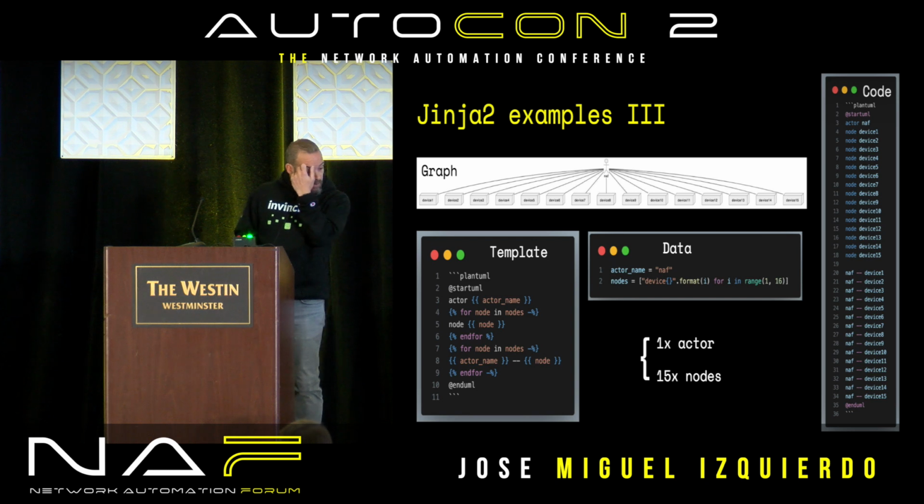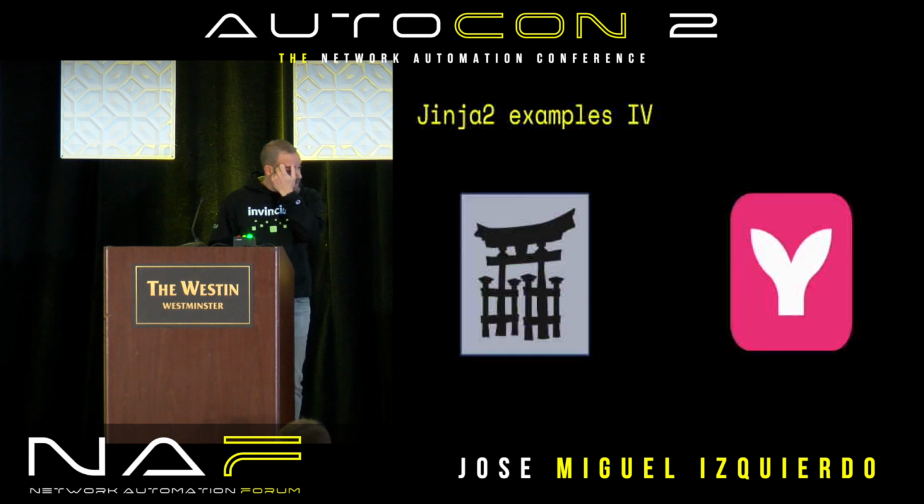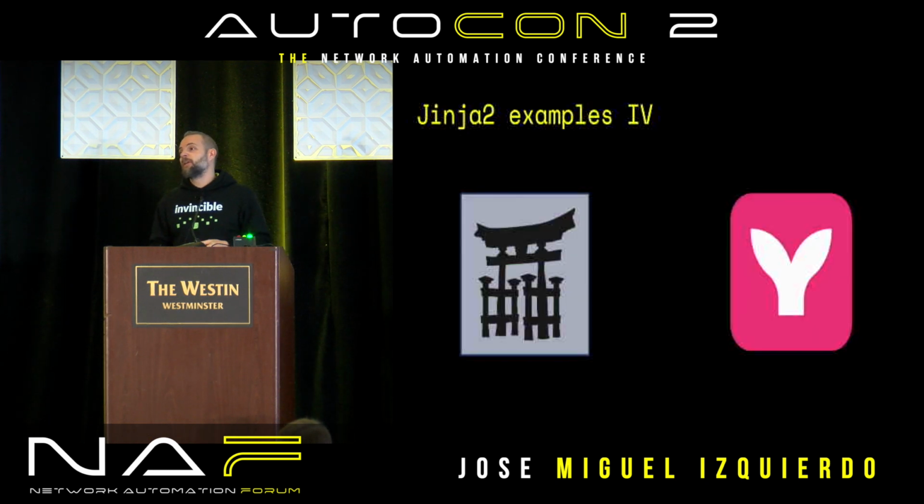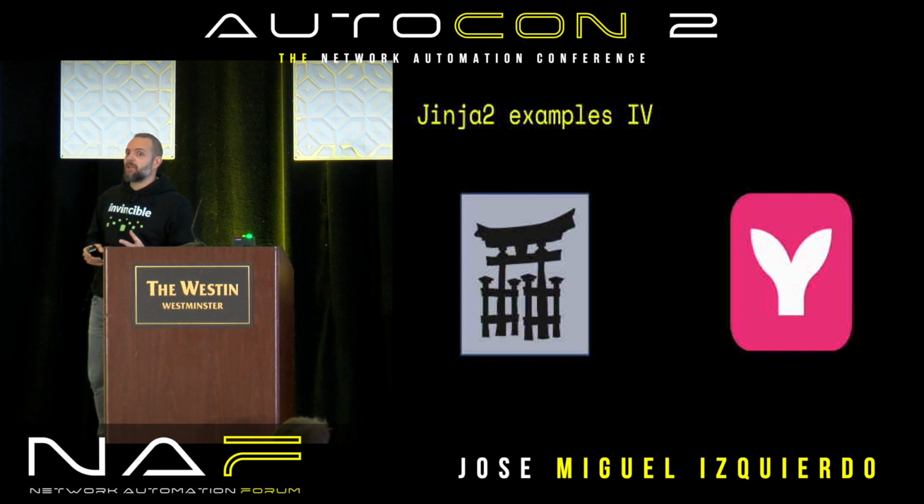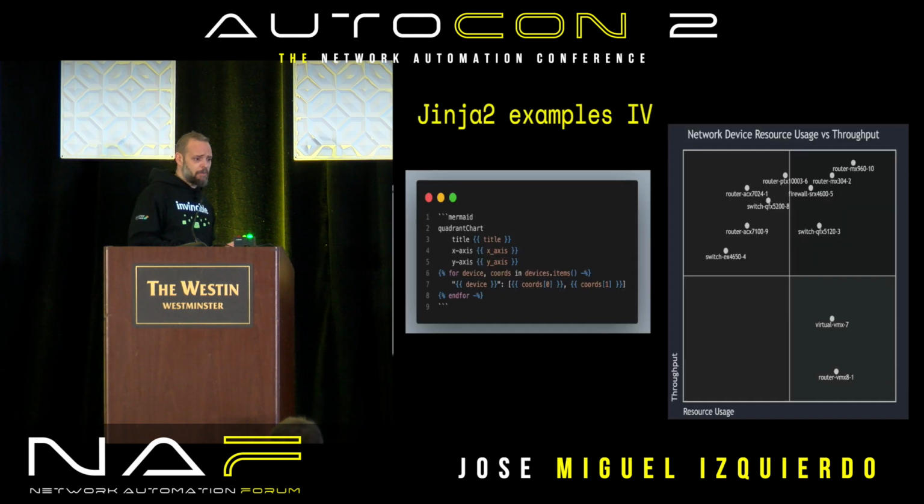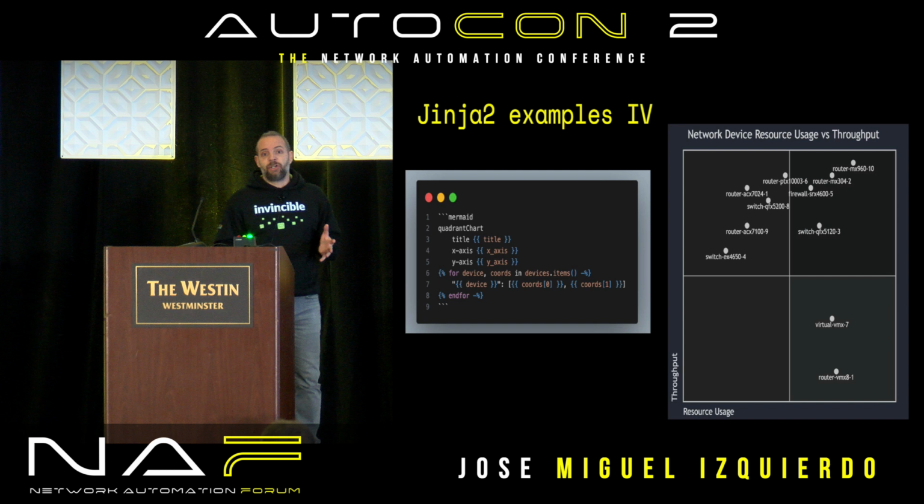What if we move to another example? We combine Jinja with Mermaid. What we are going to get here, for example, is this quadrant chart.